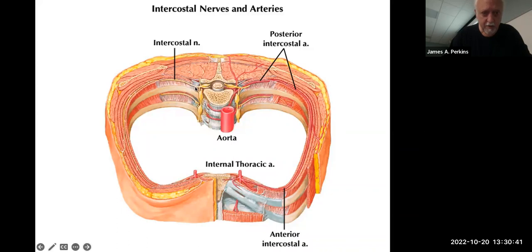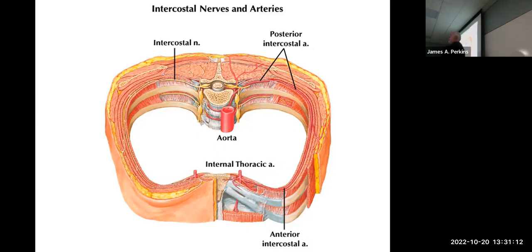The dorsal ramus is going to immediately turn posteriorly to go to the deep back musculature, the erector spinae and multifidus and all the other little deep muscles. Plus, it's also going to be a sensory nerve to some of the skin here in the midline in the back. So that's the dorsal ramus. The ventral ramus of the spinal nerve just changes names to become the intercostal nerve. So an intercostal nerve is exactly the same thing as the ventral ramus of the thoracic spinal nerves.